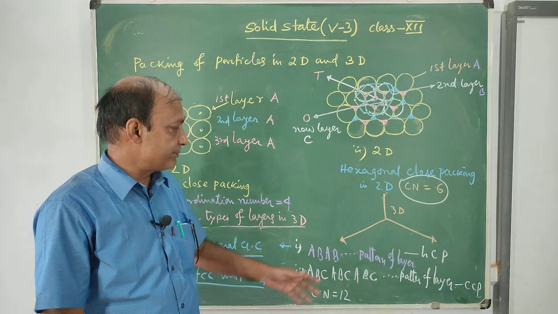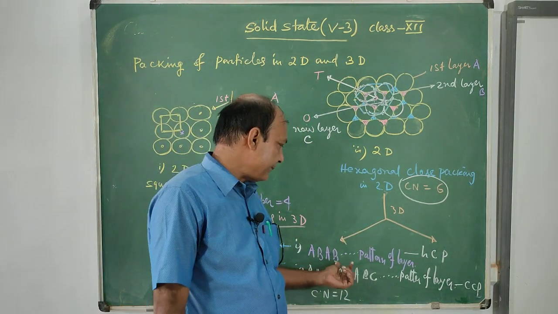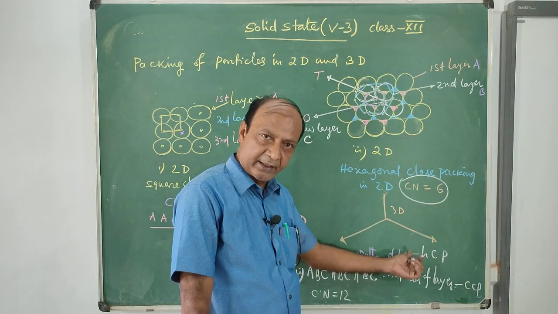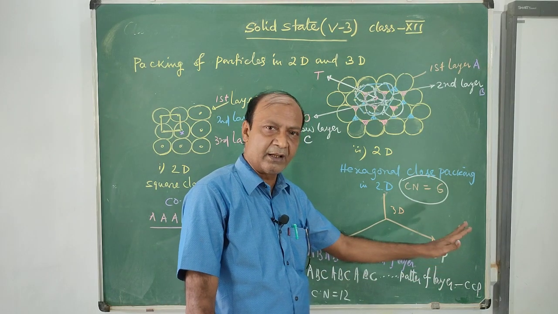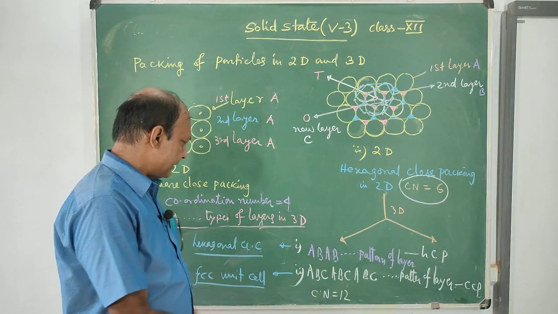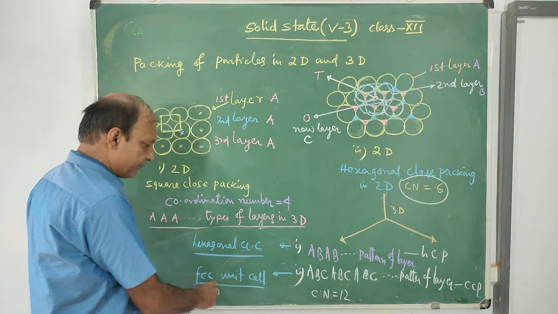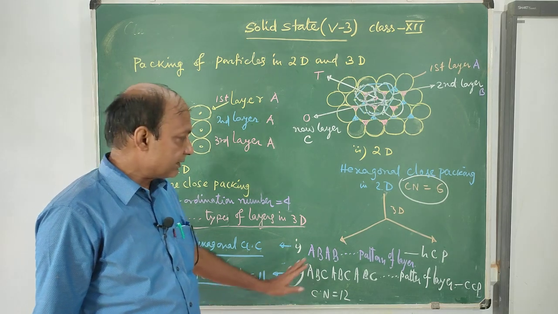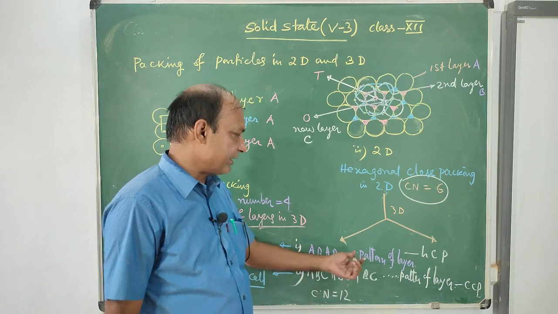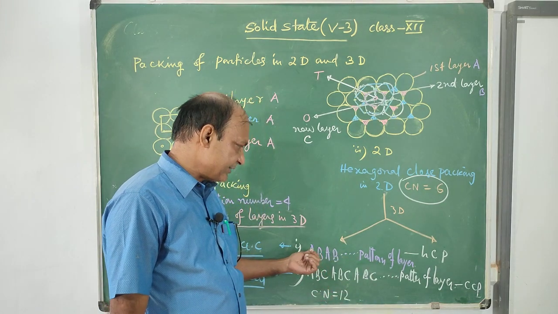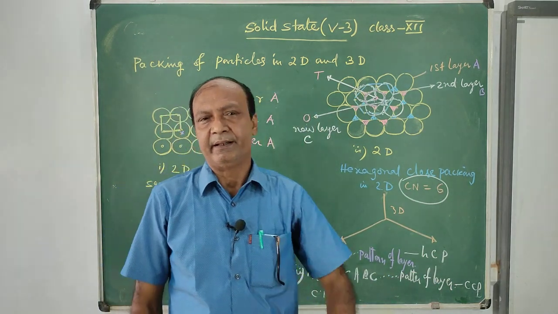So what are the differences between HCP and CCP? The differences are: in HCP, AB pattern of arrangement of layers is there. In CCP, ABC pattern of arrangement of layers is there. In HCP, the unit cell formed is a hexagonal unit cell. In CCP, the unit cell formed is an FCC unit cell. Now these are the differences. There are some similarities too. Similarity number 1 is the coordination number: in HCP it is 12, in CCP it is 12.